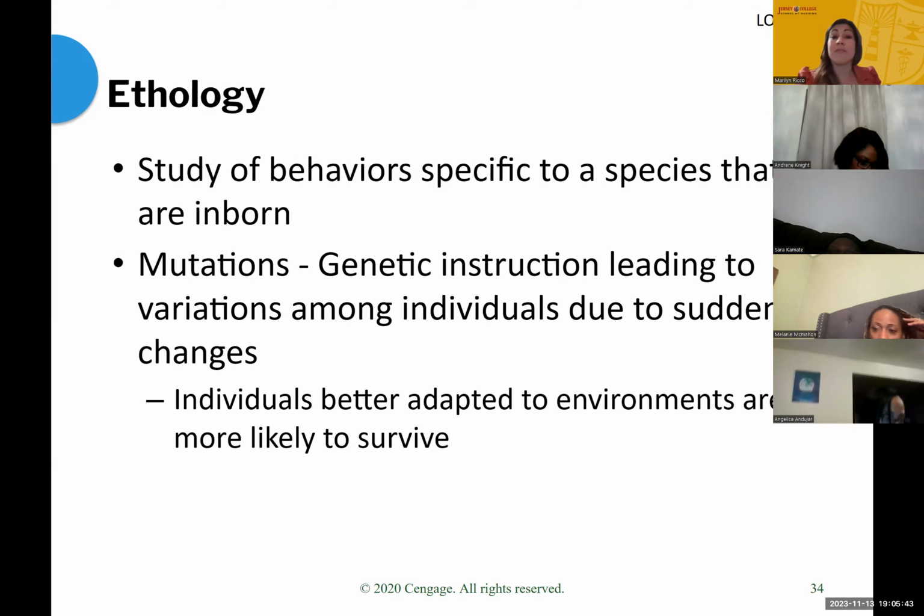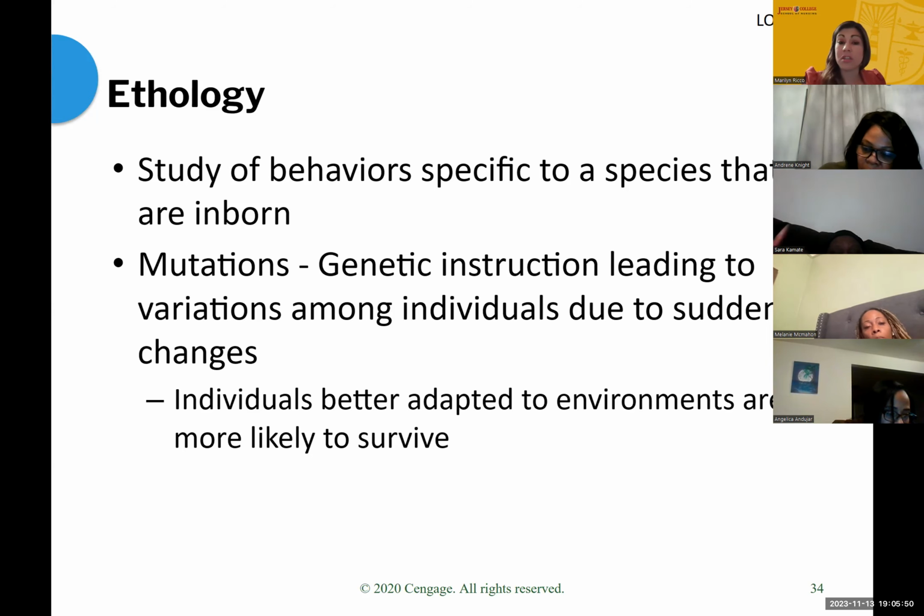Etiology is the study of behaviors specific to a species that are inborn, such as mutations, genetic instruction, leading to variations among individuals due to sudden changes, right? So individuals are better adapted to environments that are more likely to survive, right? So what they're saying is that we're studying behavior and everybody has this inborn trait to kind of learn and develop.